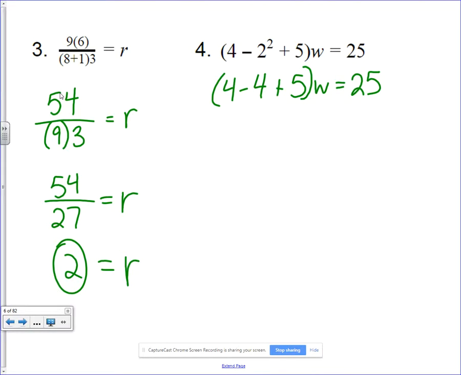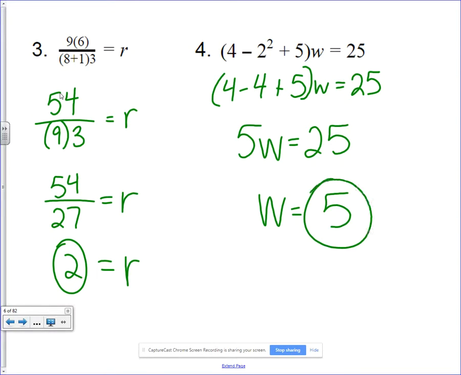What is 4 minus 4? Plus 5. So this is my new equation, folks. Can you tell me what w would have to be to make a true equation? We're multiplying here. Not 25. I just want you to look at it. This is multiplication, right? 5 times what would be 25? It would be 5. If I put a 5 up there where that w is, it would make it a true equation.